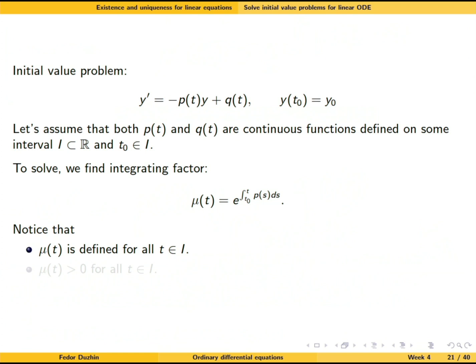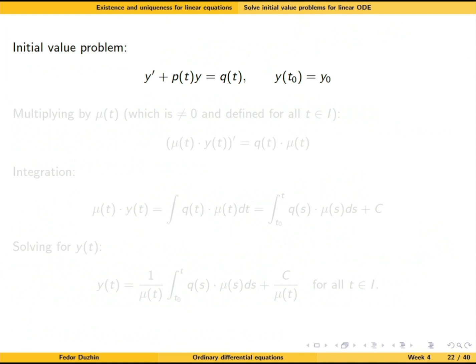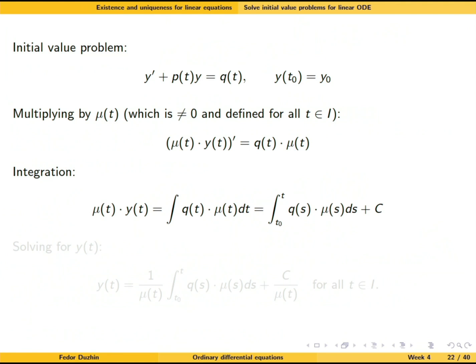Whenever p is defined, then mu of t is defined. And second, it is positive. It cannot be 0 because it's the exponential function. So let us multiply with this integrating factor. And then the general method tells us that the left-hand side is the derivative of the product mu times y, which means that mu times y itself is going to be the antiderivative of the right-hand side.